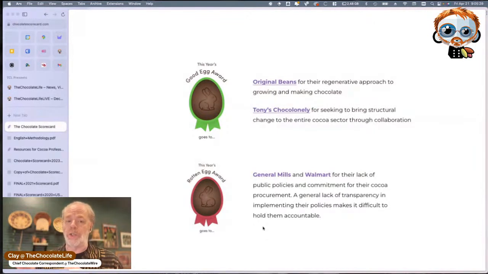They don't actually source cocoa directly. Tony's Chocolonely sources cocoa directly but they don't manufacture chocolate. And Original Beans is involved in sourcing cocoa, but they also don't manufacture chocolate. So to some extent, we're measuring or reporting about different things, and I don't think it's clear to the average consumer how these differences are presented, not only in this short snapshot, but further on down in the way the results are presented.